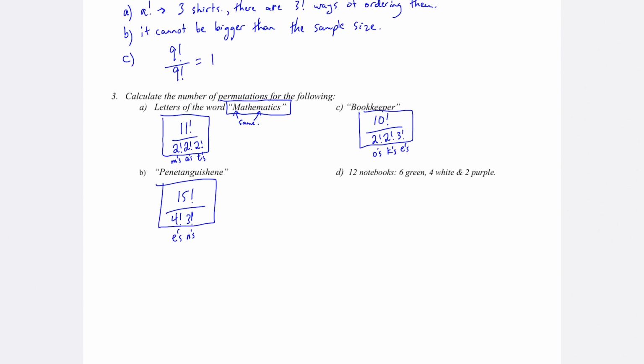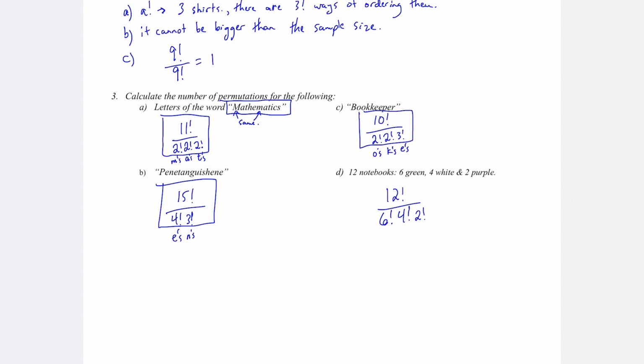And then lastly, we have, what if you had 12 notebooks and there was 6 green, 4 white, and 2 purple? And there's no difference between these 6 green or 4 white or 2 purple. Again, there's total 12 notebooks. There are 6 green, there are 4 white, and there are 2 purple. And there we go. Done.